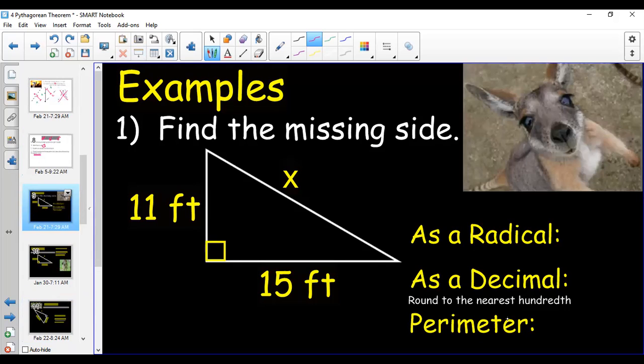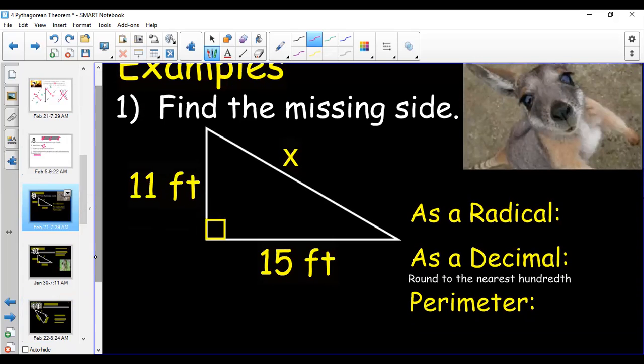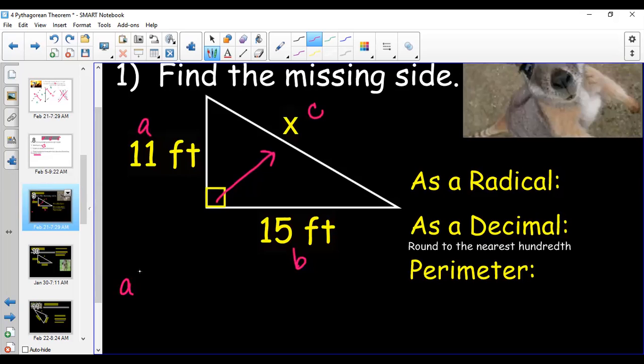We have a right triangle, we have a missing side, so we're going to discover what that missing side is. So first step is to identify the parts. C is the most important. So find your right angle, draw a line across from it, that is your C. A and B don't matter, they can be switched around. And we're going to plug into the formula a squared plus b squared equals c squared.